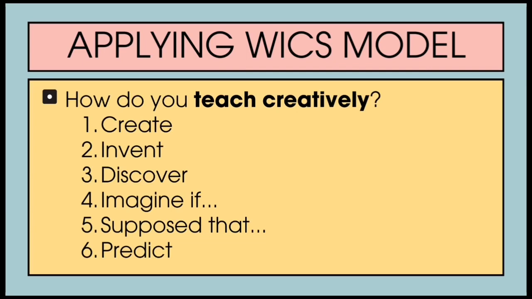Number six is predict. Teaching creativity in predicting involves helping individuals develop their ability to make informed guesses about future events or outcomes. For example, predict the change that will happen if humans had a third eye at the back of their heads. Choose an appliance or gadget that would need to be changed in order to be useful. Propose a new functional design for it.